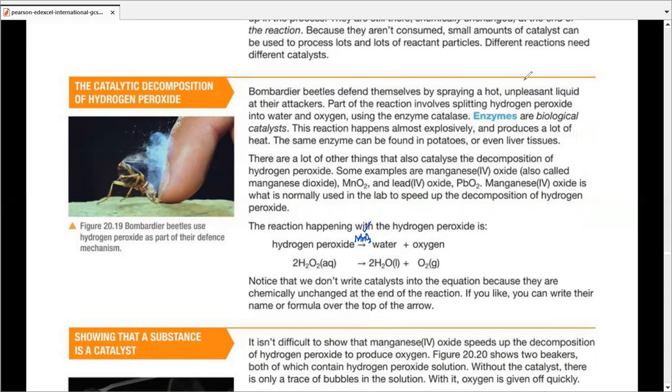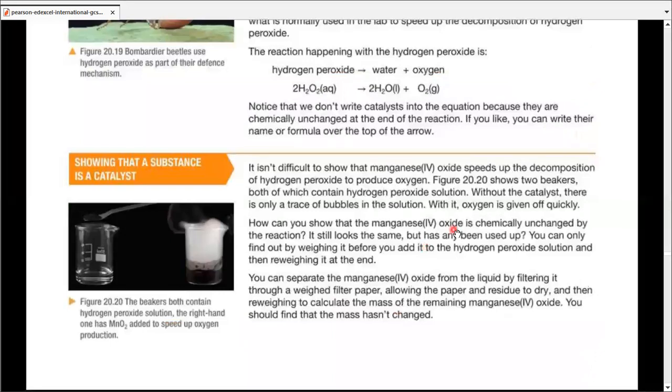Showing that a substance is a catalyst: how do we keep saying that it is not used in the reaction, it is not consumed? Can we prove it? Yes, we can. Now, it isn't difficult to show that manganese 4 oxide speeds up the decomposition of hydrogen peroxide to produce oxygen. We have two beakers. One contains hydrogen peroxide solution. On the right hand, we have added a little amount of black solid, MnO2, to speed up the reaction. Notice, as soon as we add it, it produces a lot of water and oxygen, which we can see in the diagram as well.